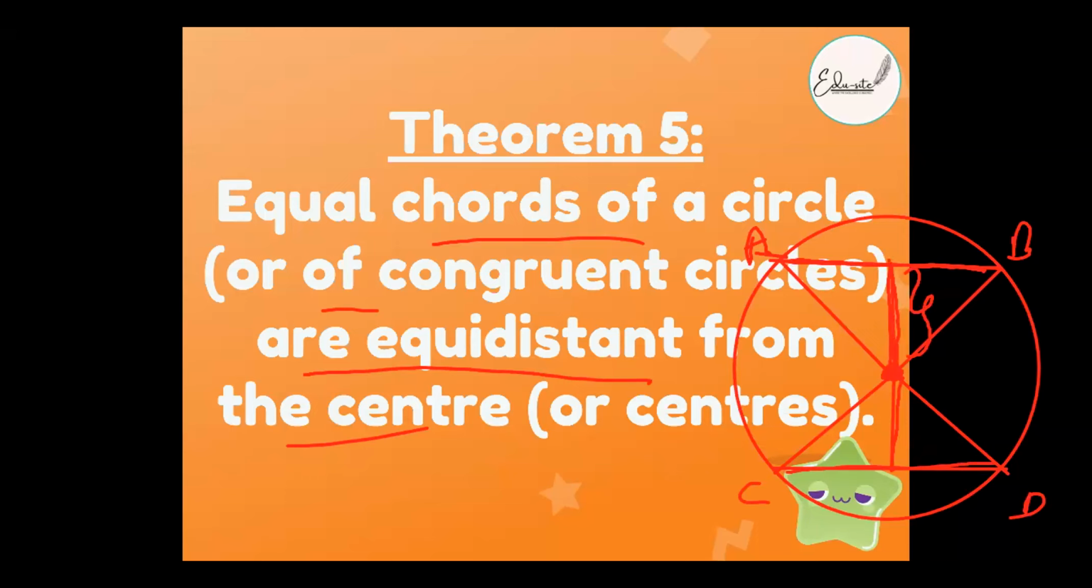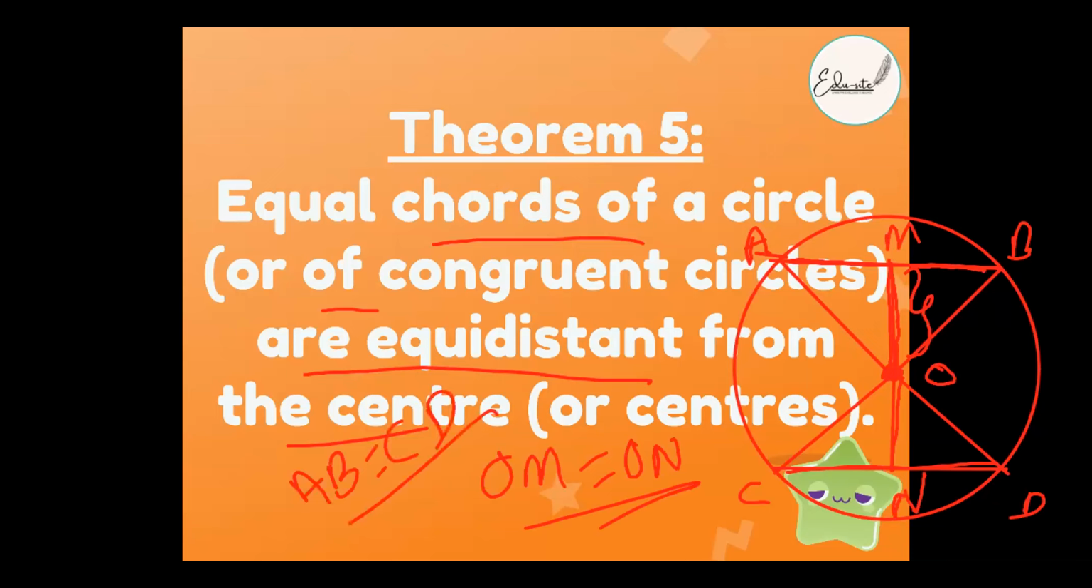Fine, Vita? Any doubts in this? If you draw two equal chords AB and CD, and you have OM and ON, then OM is equal to ON. Is it not? Yes, correct. If AB is equal to CD, then OM is equal to ON. Understood? This is theorem number 5.